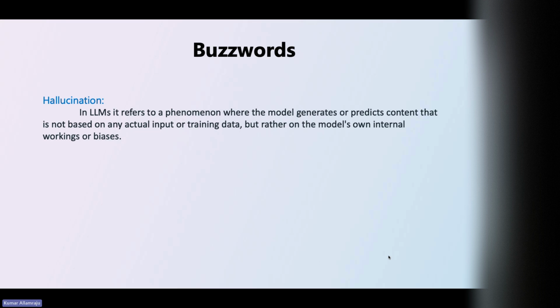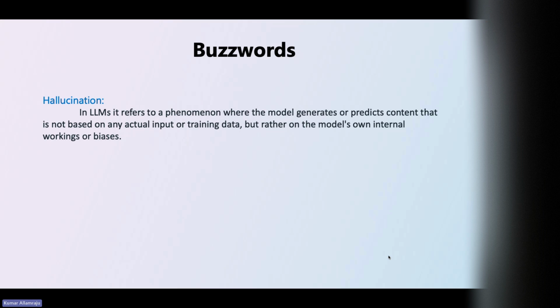In the context of large language models, hallucination refers to a model generating or predicting content that is not based on actual input or training data, but rather on the model's own workings or biases. What do we mean? It's a generative AI, right? So any model was generated on a certain data.